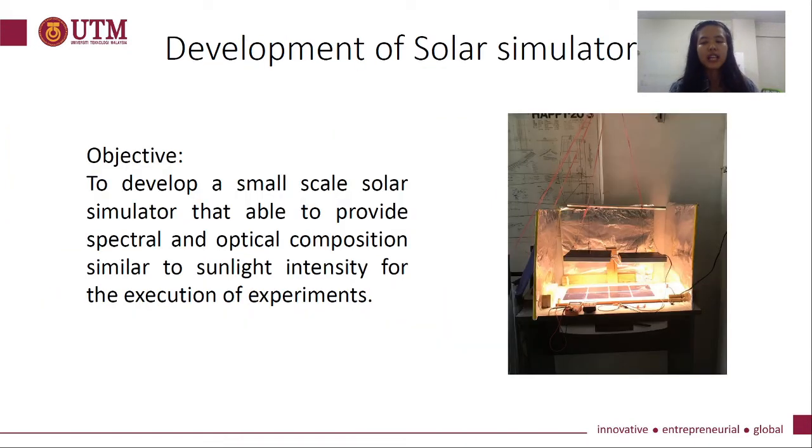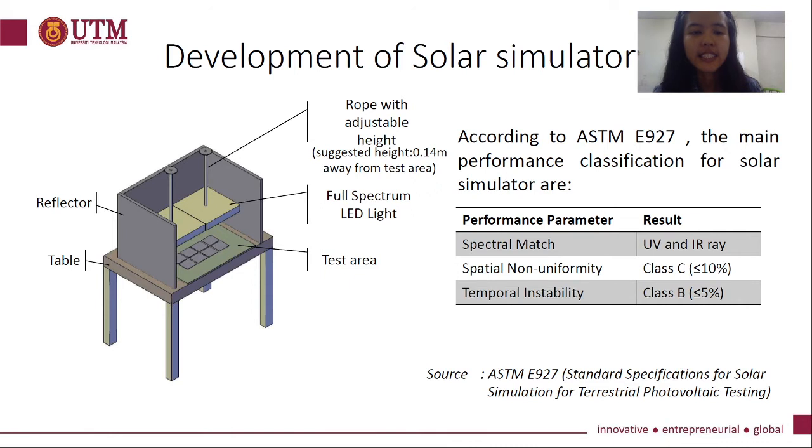First is the solar simulator. So the objective is to create a small-scale solar simulator that is able to provide a spectral and optical composition similar to the sunlight intensity for execution of experiment. So as you can see, this is the design of the solar simulator that I created. It consists of table, reflector, test area, two full spectrum LED lights, and an adjustable rope. And the suggested height that I use is 0.14 meter away from the test area.